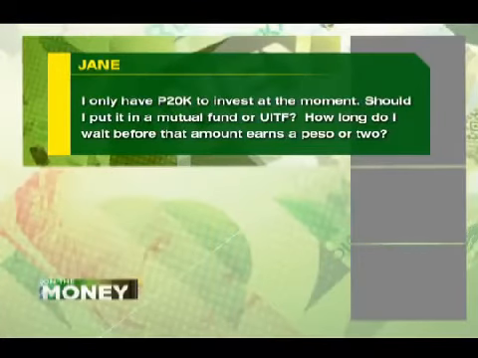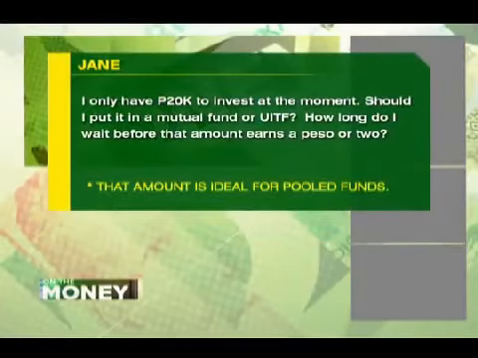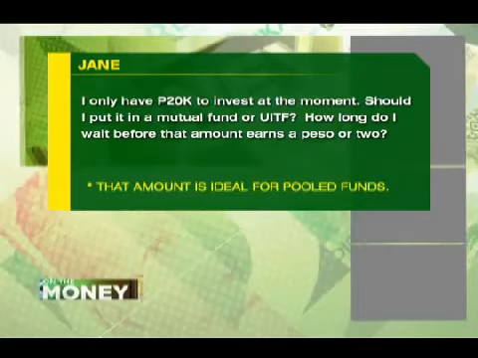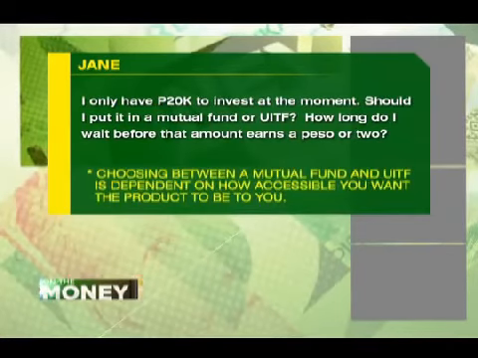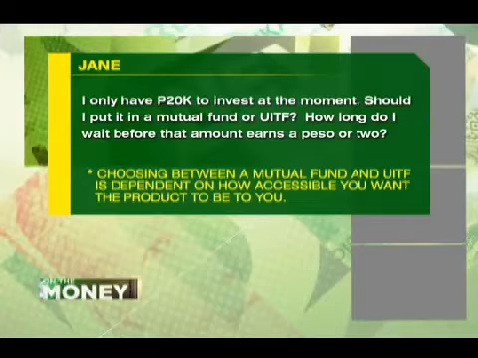Great. Okay, now Jane asks, I only have 20,000 pesos to invest at the moment. Should I put it into a mutual fund or UITF? How long do I wait before that amount earns a peso or two? Okay. 20,000 is really an ideal amount to be included in pooled funds. Whether it's a mutual fund or a UITF, it's really a matter of preference on how accessible the product is to you. The wait actually won't be that long if the markets are really good, such as now. You can actually earn practically the next day, if the markets really are favorable.